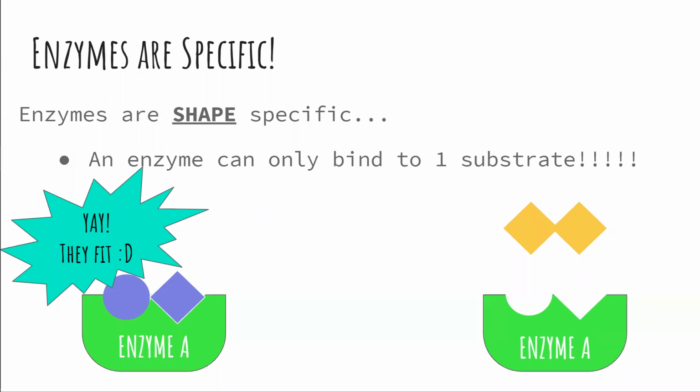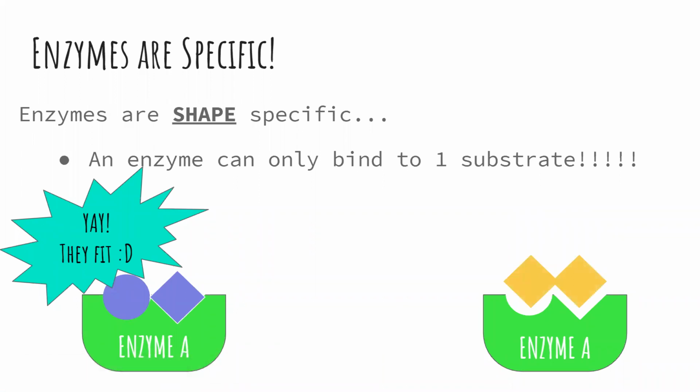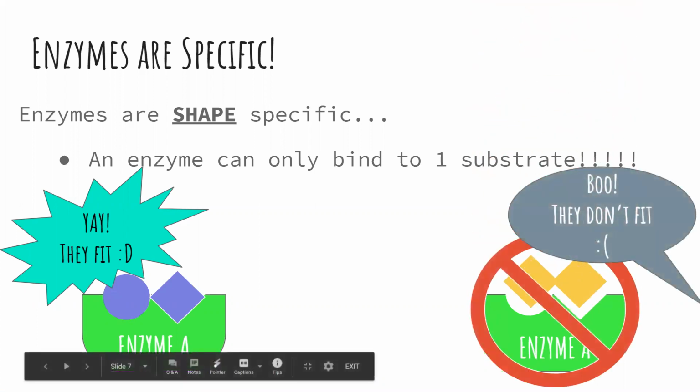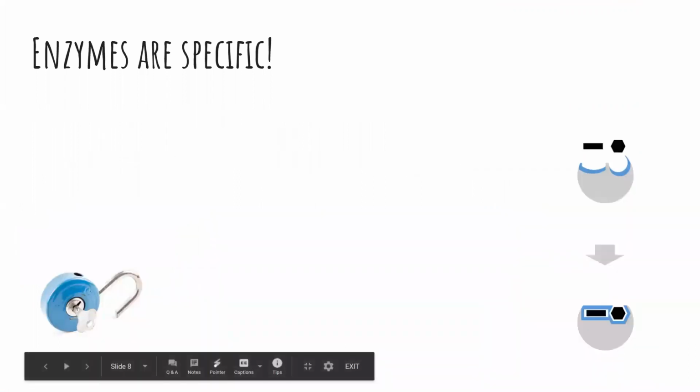However, look at this one over here. These shapes don't match. This is a circular shape and that's more of a diamond shape. And so if the shape doesn't match, then guess what? The reaction's not going to happen. They don't fit, so it's not going to happen. Shapes must match on the enzyme and the substrate.